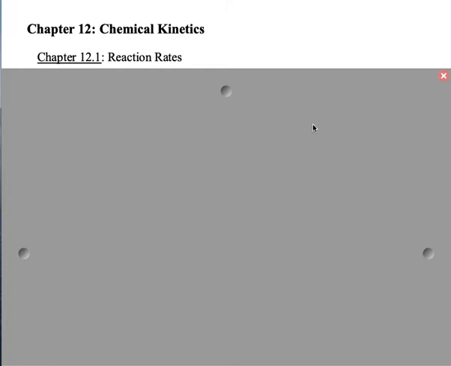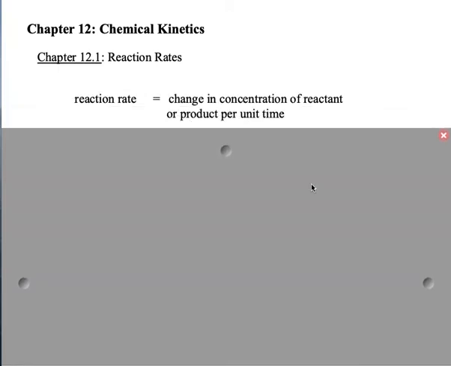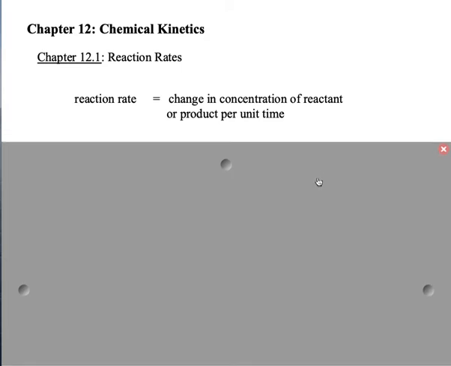Hello. With this video, we begin our study of chemical kinetics. Chemical kinetics is the study of the rates of chemical reactions, and in the first section, we're going to talk about what a reaction rate is. The reaction rate is defined as the change in concentration of reactant or product per unit time.